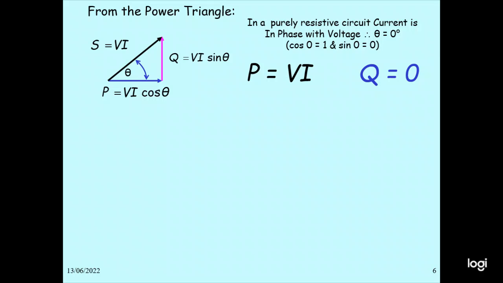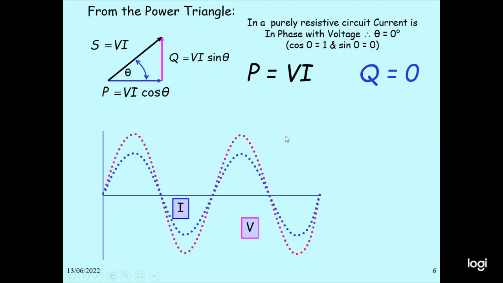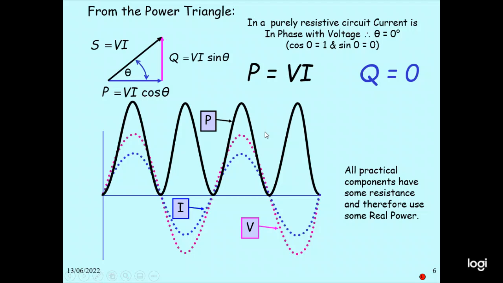So for the power triangle, S equals VI, P equals VI cos theta, Q equals VI sin theta. P equals VI in this case, and Q equals 0 for the pure resistive circuit. So in this case, the voltage and current are in phase. Voltage is purple, you can see the current here, they are in phase. This is for the pure resistance circuit. Power will be there, the black one is the power, which is always positive.